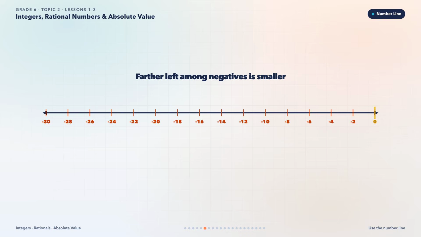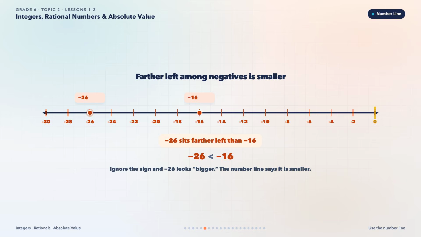Among negative numbers, farther from 0 in the negative direction means smaller, not larger. Watch negative 26 and negative 16. Negative 26 sits farther left. So negative 26 is less than negative 16. The number looks bigger if you ignore the sign, but on the number line it is smaller.